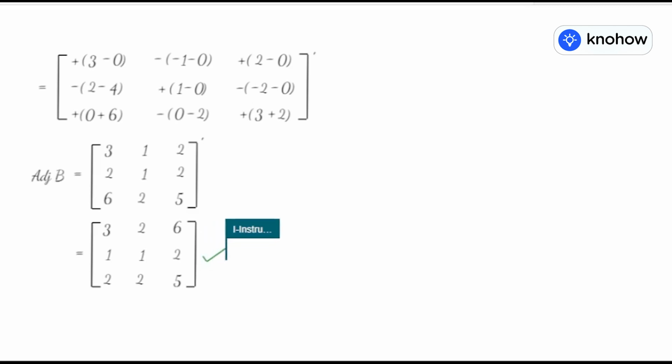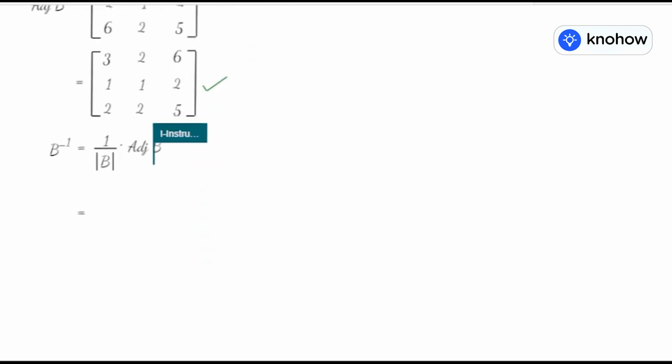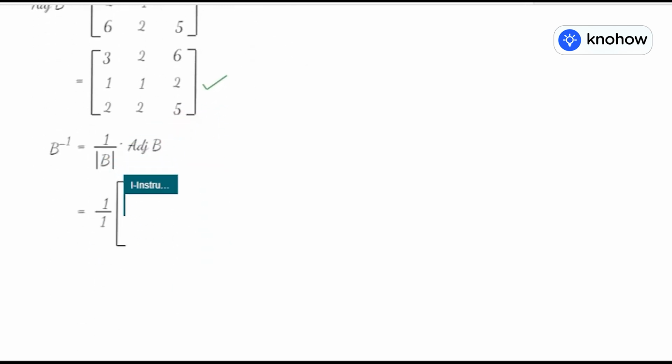So now we are in a position to write B inverse as 1 by determinant B into adjoint B, which we have just worked out. What is the value of determinant B? That is 1. So into adjoint B. What is the value of adjoint B? You worked it out just now. It was 3, 2, 6, 1, 1, 2 and 2, 2, 5. So yes, we have got the value of B inverse. The 1 by 1 outside will not matter, so the matrix will remain B inverse.